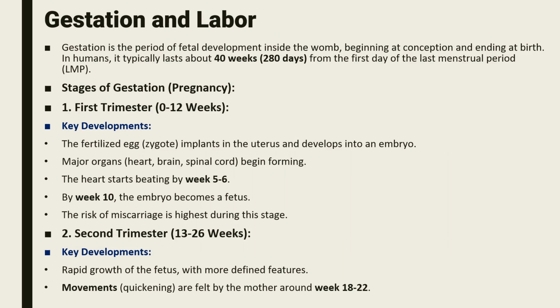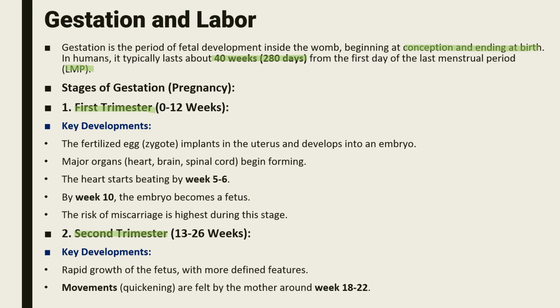Gestation and labor. Gestation is the period of fetal development inside the womb, beginning at conception and ending at birth. In humans, it typically lasts 40 weeks, usually 280 days from the first day of the last menstrual period, LMP. Stages of gestation: gestation is also known as pregnancy. We have the first trimester, the second trimester, and the third trimester.